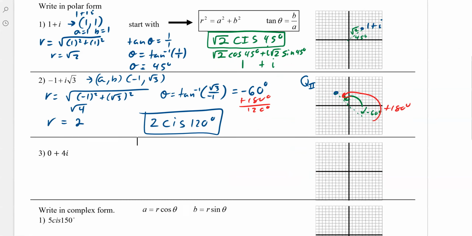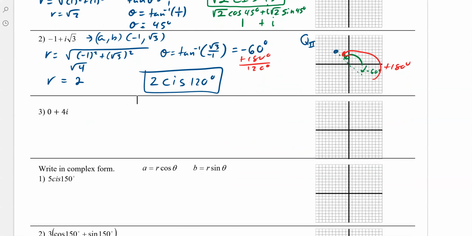All right, so the last one is one that we're just going to use for thinking. I don't want to see any work on this one. So 0, 4i would be right here. That's 0 plus 4i. So you should be using your number one tool here, your brain. What angle gives us that location? And you should be saying 90 degrees. And then what radius will also give you that?